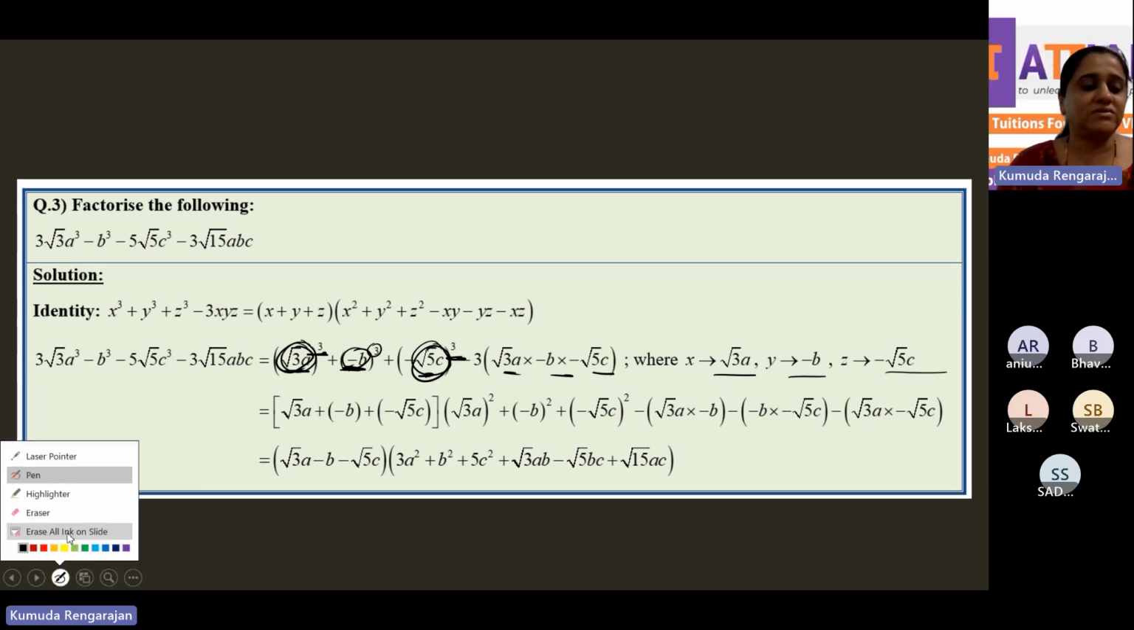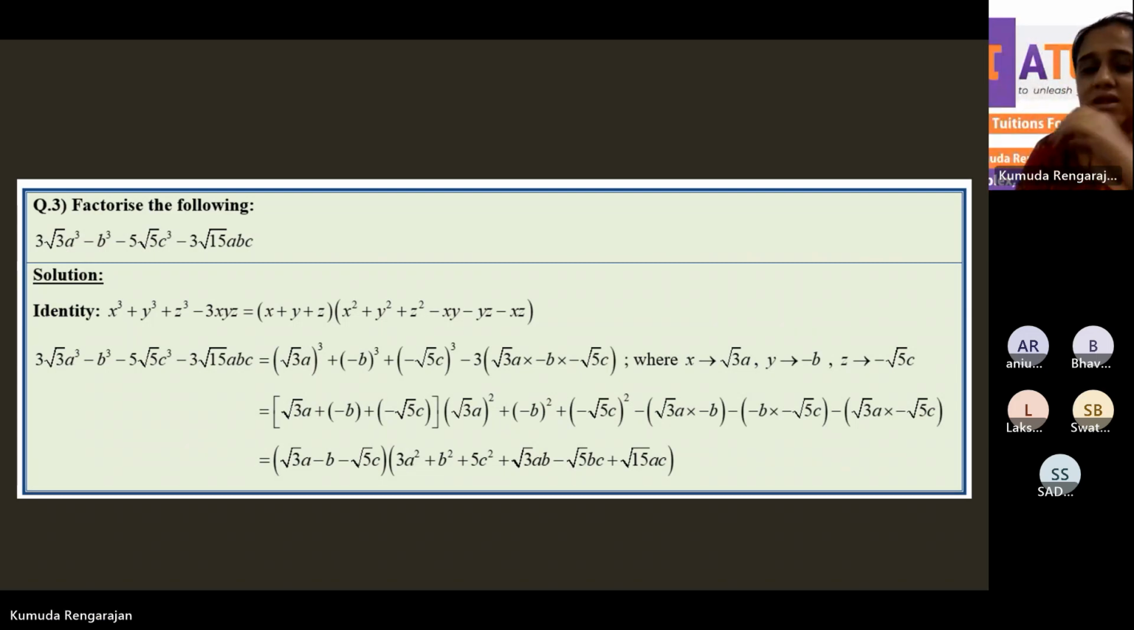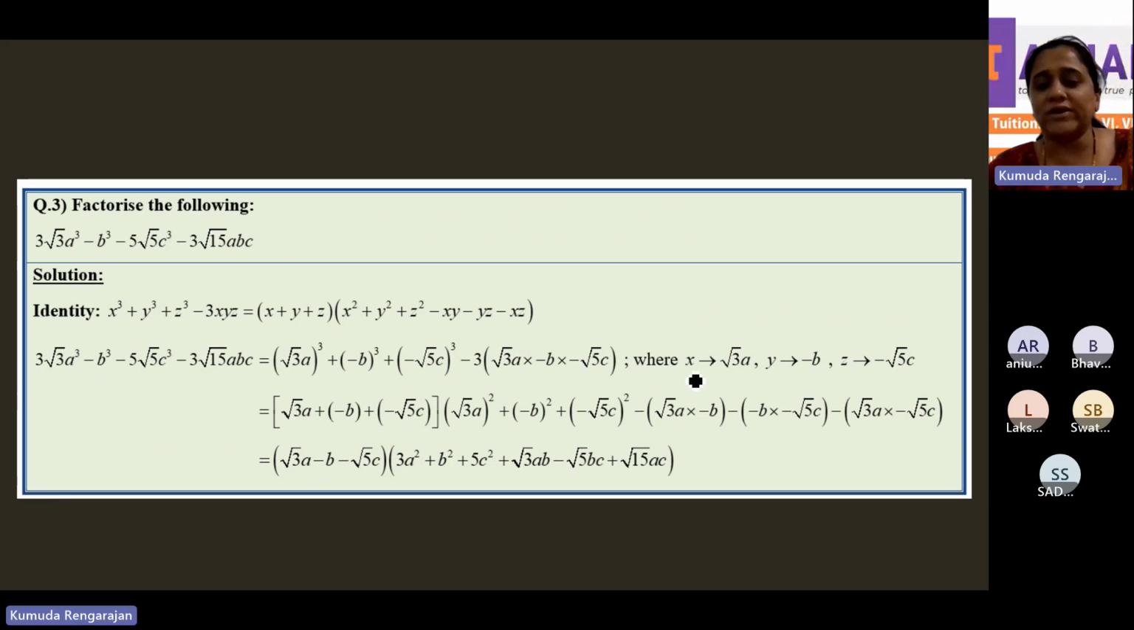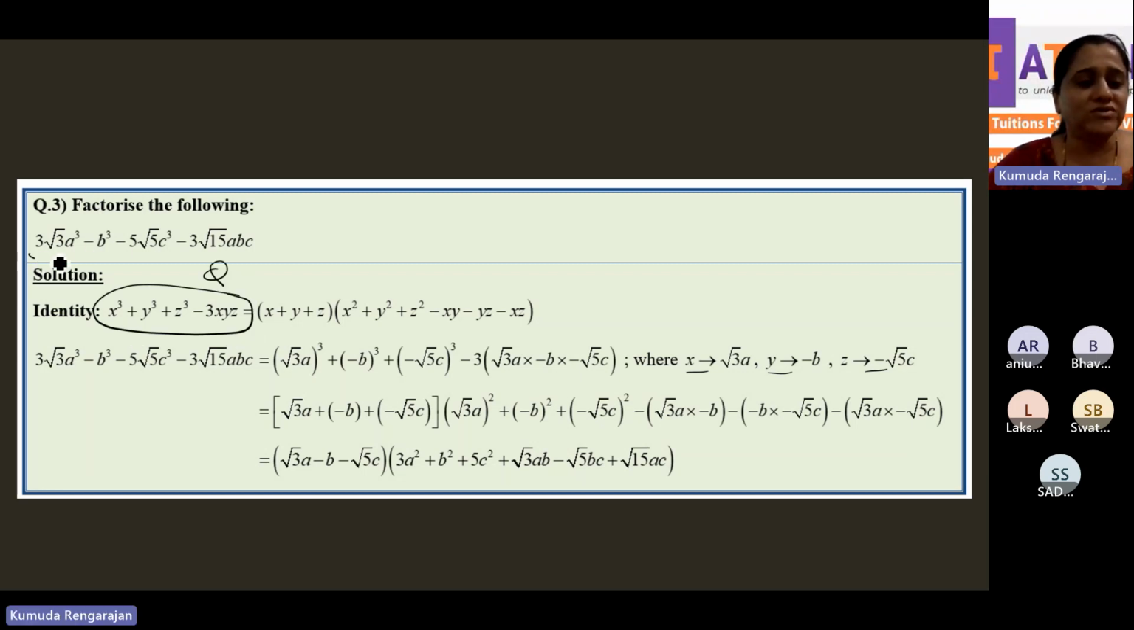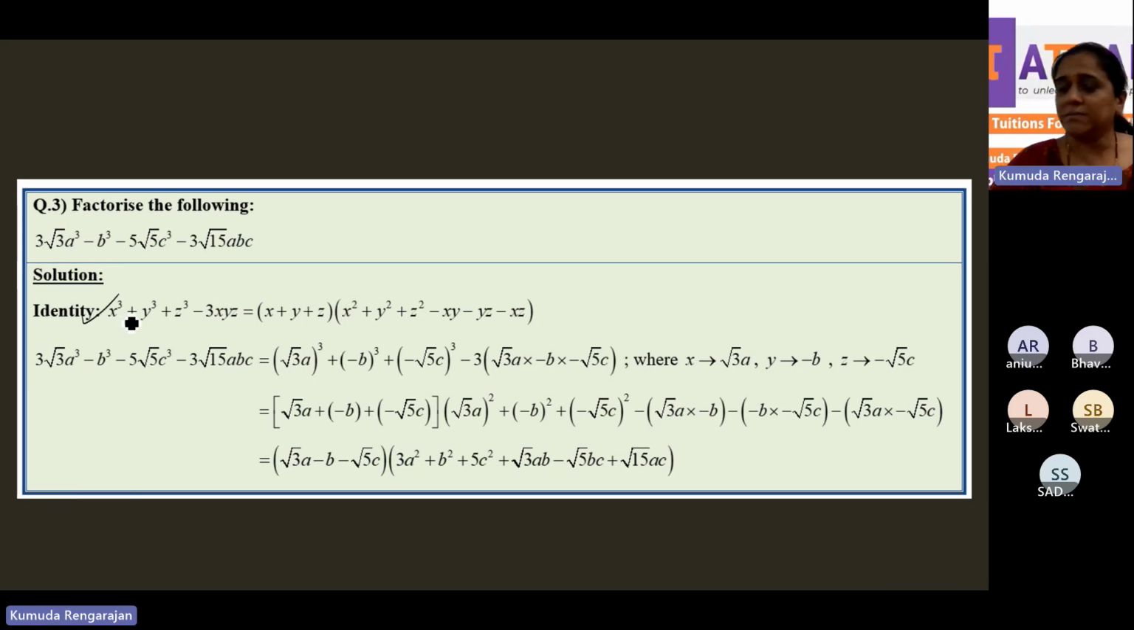So the first step is to write the given expression exactly in the form it is in the identity. After that, identify the values of x, y, and z. Now see the answer. In the identity, this is the question, because the given expression looks like this. This is the identity. This one is the question because this one looks like this. Then this is the answer.